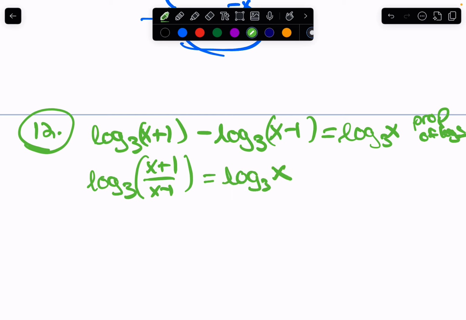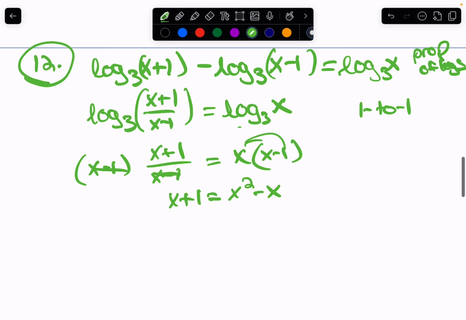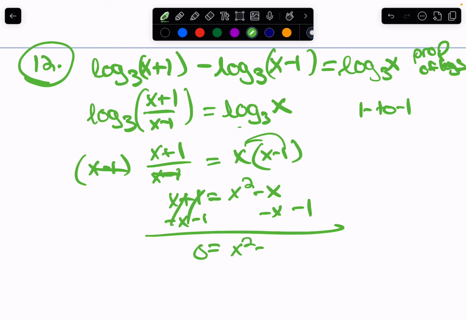Now we have log of base 3 on both sides, so we can use one-to-one next and say that the arguments are the same. x plus 1 over x minus 1 equals x. We're going to multiply by x minus 1 on both sides. x plus 1 equals, and I'm going to distribute this, so x squared minus x. I'm going to move negative x and 1 to this side. So we get 0 equals x squared minus 2x minus 1.